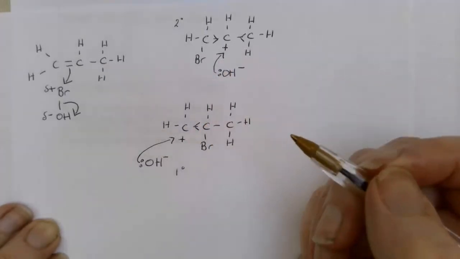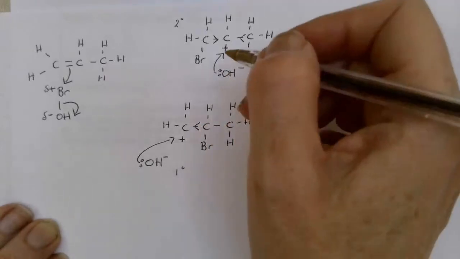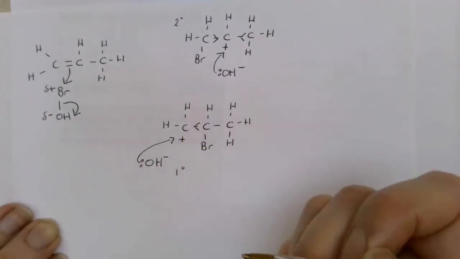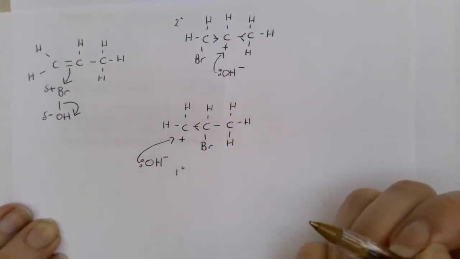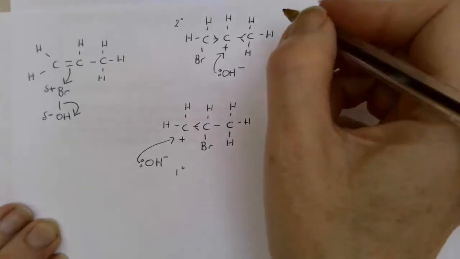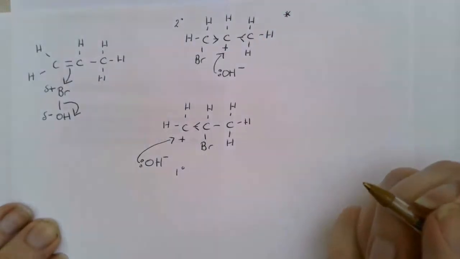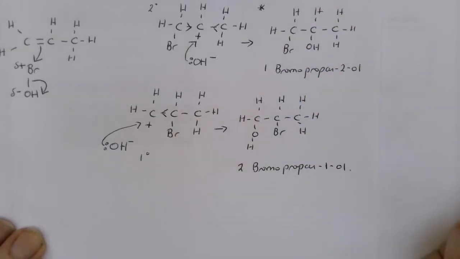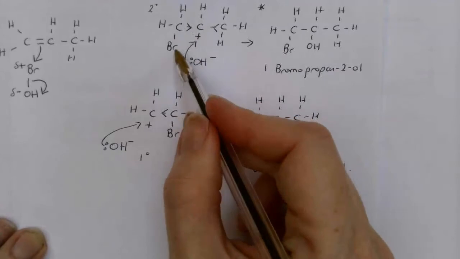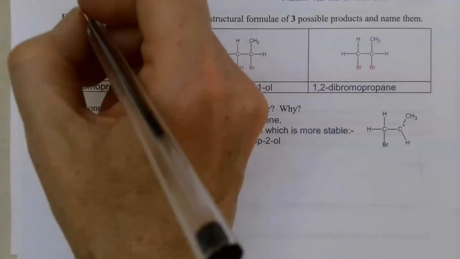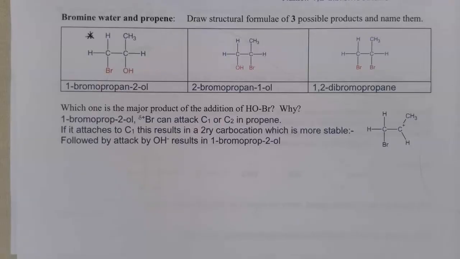So again, it's the lone pair on the OH group, on the hydroxide ion, which is going to donate into this positively charged carbocation, and the same here. So in this case, I'm going to end up with my 1-bromopropan-2-ol. In this case, I'm going to end up with 2-bromopropan-1-ol. And it's this which is going to be the major product. So my major product is here 1-bromopropan-2-ol, because it comes from this more stable secondary carbocation. So this is my major product.